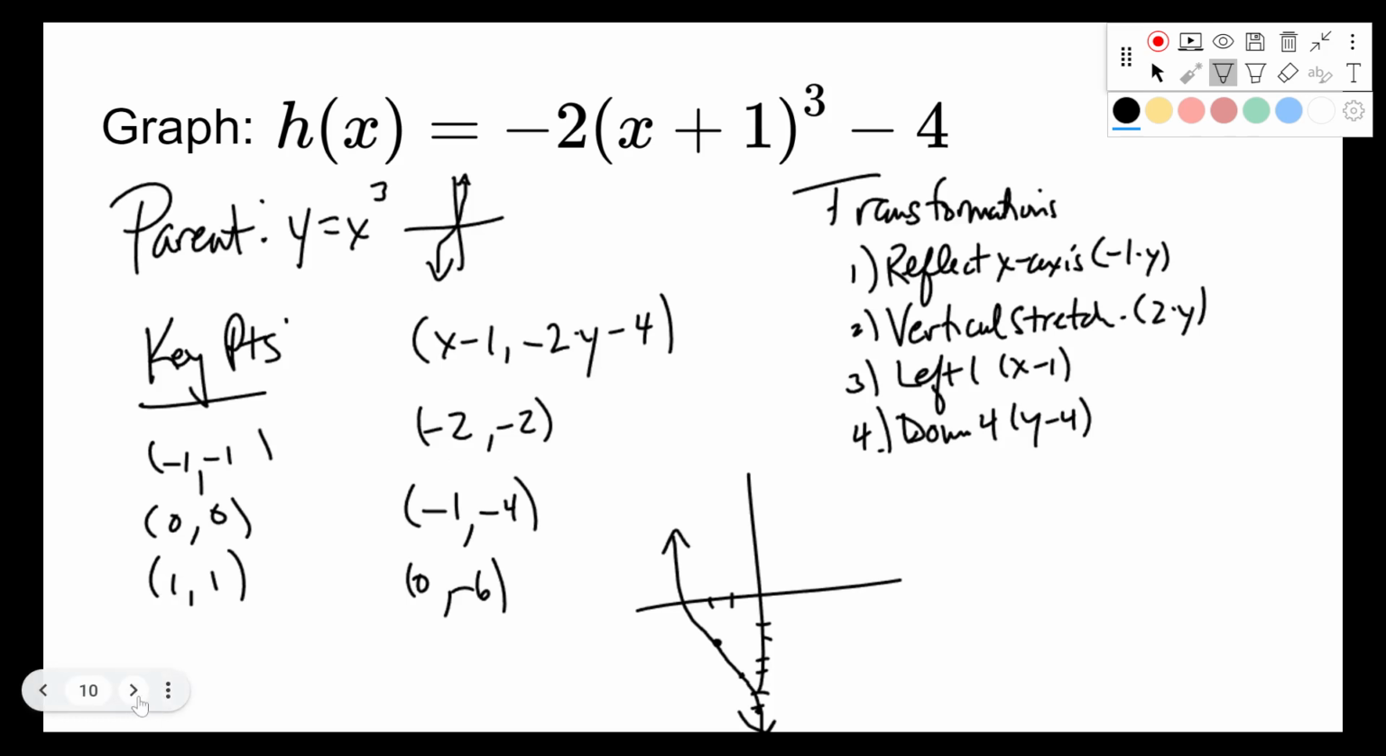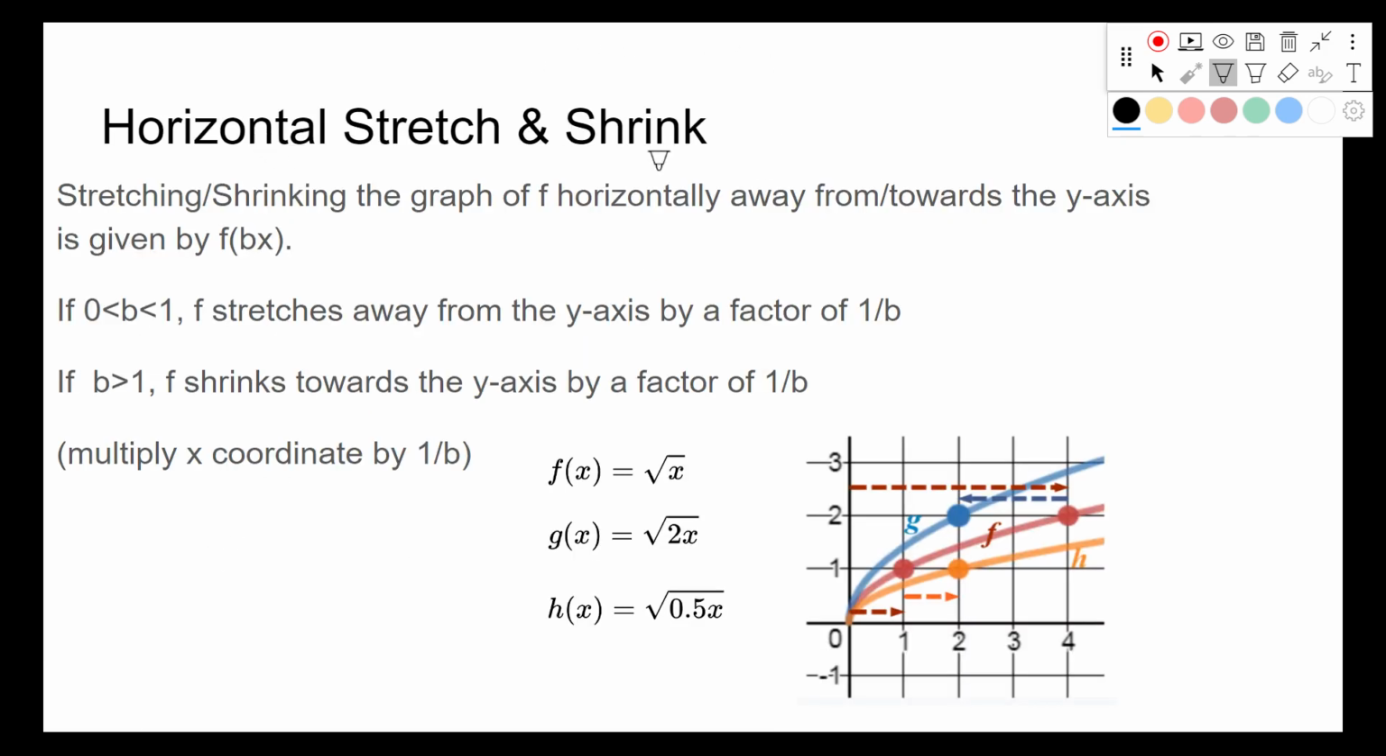Okay? All right, finally, our horizontal stretch and shrink. So again, everything that's inside with x is kind of backwards and screwed up. If we stretch and shrink the graph horizontally away from or towards the y-axis, it's given by f of b times x. So here's the way that this works. If b is between 0 and 1, f stretches away from the y-axis by a factor of 1 over b. So now that sounds like a heck of a lot to say there, but here's what I mean, okay? Let's say, for example, down here on g of x, it's equal to the square root of 2 times x.